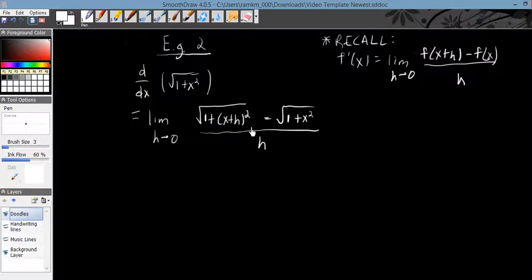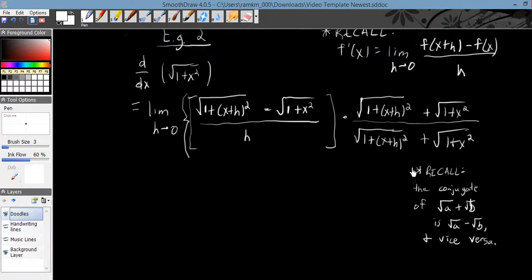But recall that in the past, when we've been confronted with either a sum or difference of radicals, what we did was we multiplied and divided by the conjugate. And that almost always helped us, and that's exactly what we're going to do here. So I've made a little note here that the conjugate of the square root of a plus the square root of b is the square root of a minus the square root of b, and vice versa. So in this case, we have an expression of the form the square root of a minus the square root of b, so its conjugate will be the square root of a plus the square root of b.